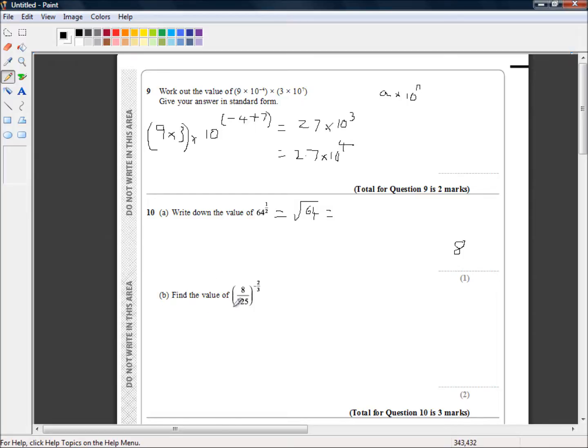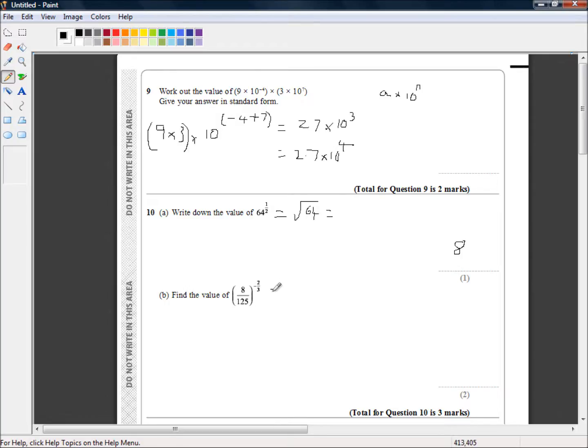Part B says find the value of 8 over 125 to the power negative 2 over 3. So this really is testing whether we understand our indices and whether we've memorized our square and cube numbers, because we really need that on a non-calculator paper. So let's start off by getting rid of the negative index. A negative index is a reciprocal, and to find the reciprocal of a fraction we just flip the fraction over, so the denominator becomes a numerator and vice versa.